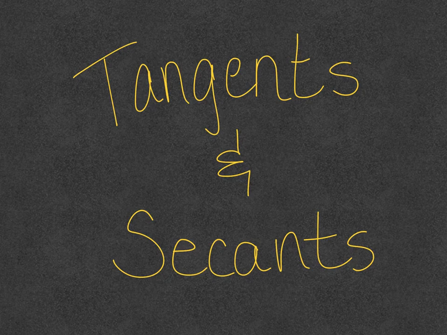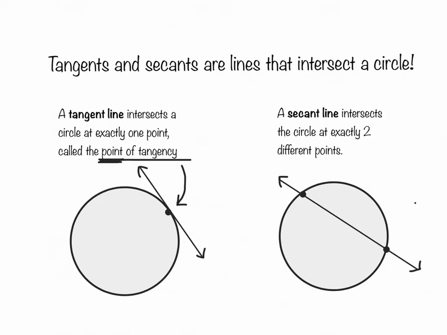I want to talk about some more vocabulary words for circles. We're going to talk about what tangents are and what secants are and the angles that they make when they intersect. Tangents and secants are lines that intersect a circle.